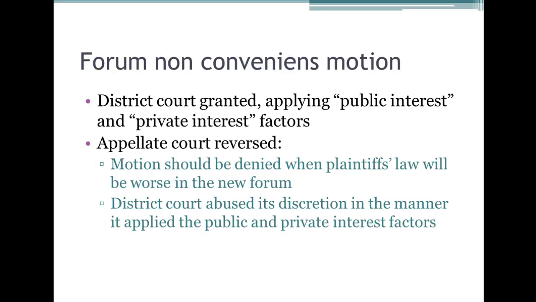So procedurally, what happened before it got to the Supreme Court was that the district court granted the defendant's motion to dismiss for forum non conveniens, applying the public interest factors and the private interest factors that are quite similar to the ones we looked at last week with respect to 1404A transfers. And the appellate court, the Third Circuit, reversed the district court's grant of the motion on two grounds. First, that plaintiff's law was going to be worse in the new forum, and so that should prohibit the motion from being granted. And secondly, that even if you look at how the district court applied the public and private interest factors, it abused its discretion, and the case did not meet the criteria for dismissing entirely and making the plaintiffs refile in Scotland.